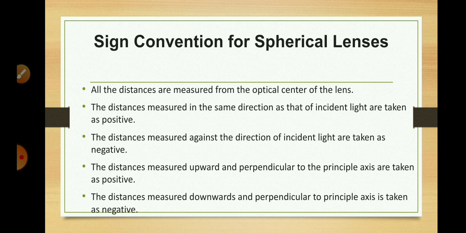Rest all the conventions are similar to mirror. But in case of lens, focal length for convex lens is positive and focal length for concave lens is negative. So these are sign conventions for spherical lenses. We have to consider these for the lens formula.